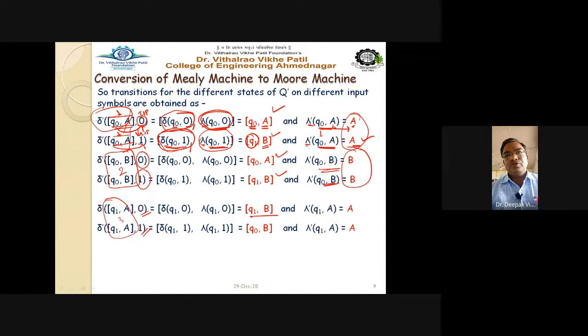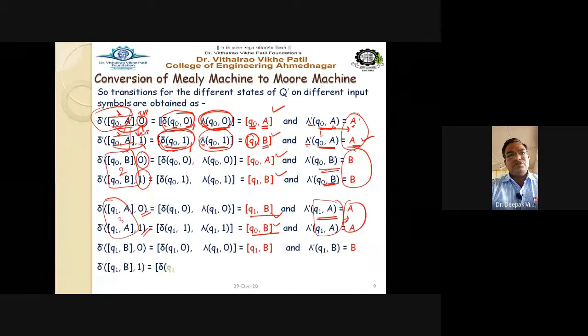So we have here Q1B and Q0B. These are the next transitions, and the output for this state is A. Q1A is one state, and the output associated with the Q1A state is capital A. And only the fourth state remains. The fourth state is Q1 comma B, with transitions on 0 and 1, and on 0 and 1. That's why they are written separately here.